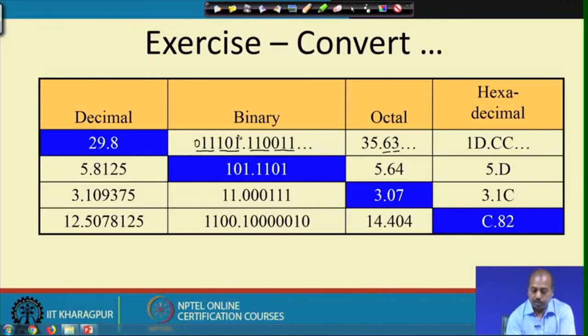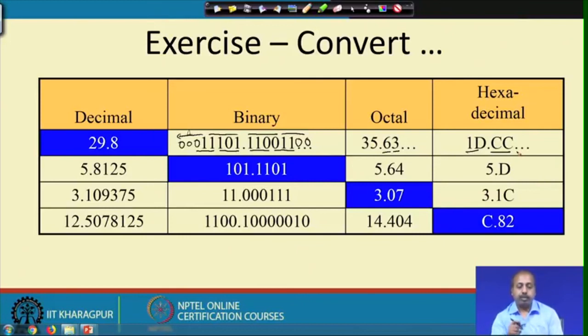For hexadecimal, you take groups of 4. For the integer part you start from the least significant bit position, and here you take two more zeros. This part is 1 and this part is 8 plus 4 plus 1, that is 13, which is D. For the fractional part you start grouping from this side. We group these 4 bits, then take 2 zeros and group this part. This is 8 plus 4, 12, that is C. So you get 1 D C C. This way you can do these conversions.